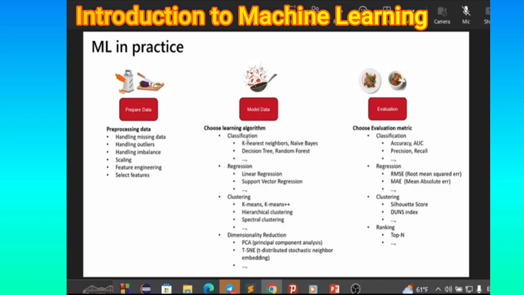And model training involves choosing the right algorithm. You may choose a classification algorithm, such as k-nearest neighbors, naive Bayes, decision tree, or random forest. Among the different algorithms, you choose one depending upon the type of problem that you're dealing with. Or if you are interested in creating a regression model, for regression we have linear regression, logistic regression, support vector regression, and all kinds of different regression algorithms. And we may be interested in unsupervised machine learning, which is clustering.